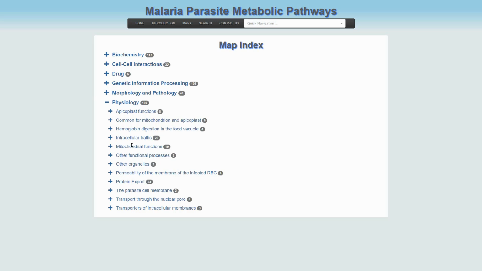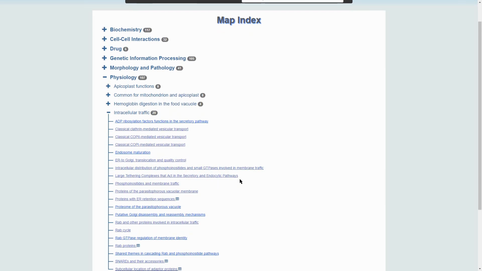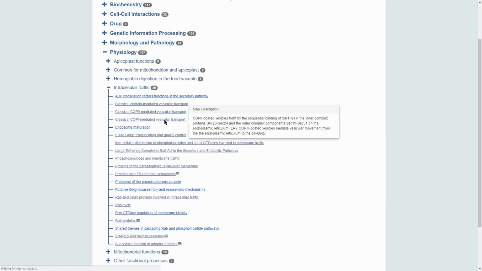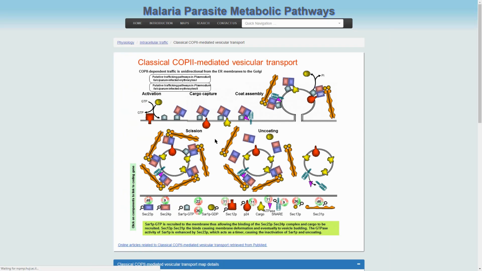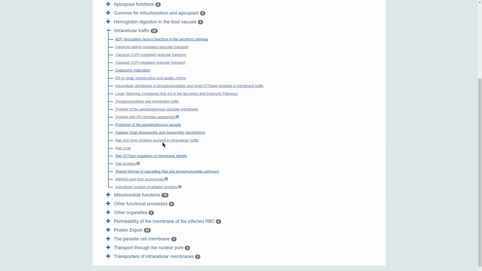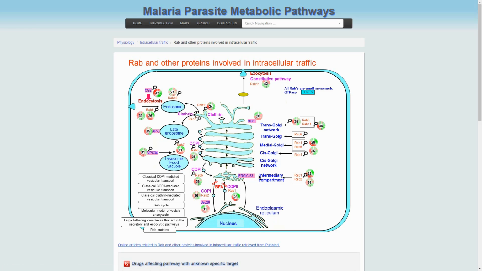Now we go to intracellular traffic, and you see here also many interesting maps. For example, if we go to the COP2 mediated vesicular transport, we see the formation of the coat, the formation of the vesicle, and eventually the export of the coated vesicle. Here we see Rab proteins are very important in intracellular traffic. We see here a map that describes all the different Rabs in their individual action at different compartments of the infected cell.